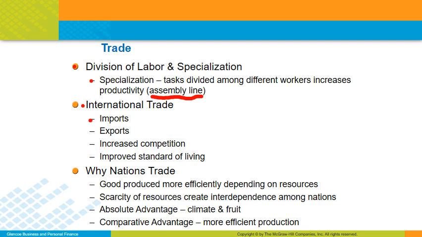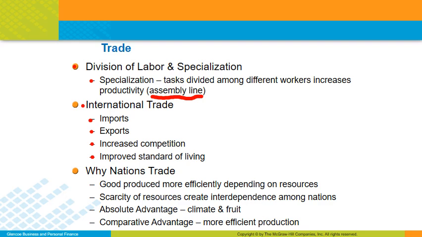International trade: anything that we buy from another country is called an import. Anything that we send over to another country is called exports. There has been increased competition due to international trade. It has improved the standard of living across the world.